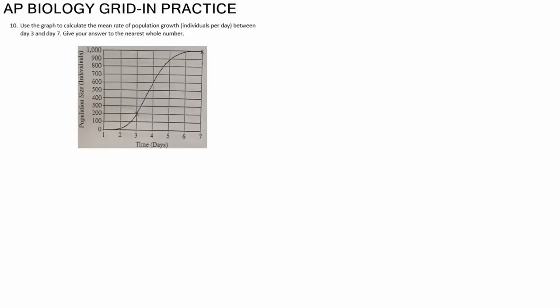To do this, I'm simply going to think about the rate as being the change in the population divided by the change in time. And therefore, we end up with 1,000 minus 200, not 300, over the change in days, which is 4 days. So we end up with 800 over 4, which is 200. It tells us to round to the nearest whole number, and there we go.